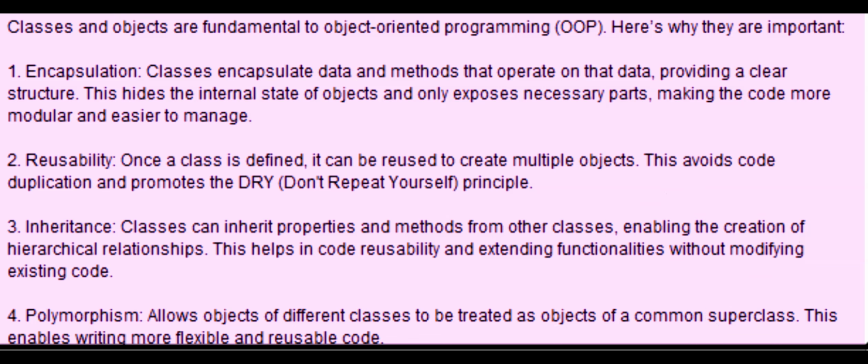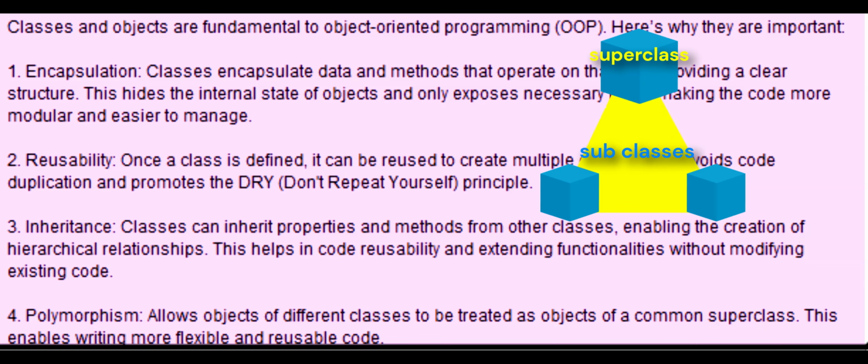3. Inheritance. Classes can inherit properties and methods from other classes, enabling the creation of hierarchical relationships. This helps in code reusability and extending functionalities without modifying existing code. 4. Polymorphism allows objects of different classes to be treated as objects of a common superclass. This enables writing more flexible and reusable code.